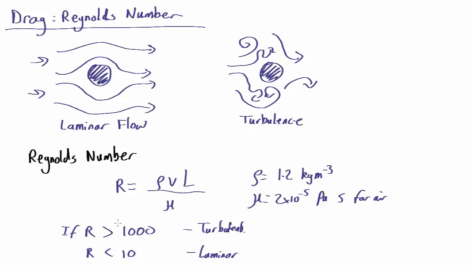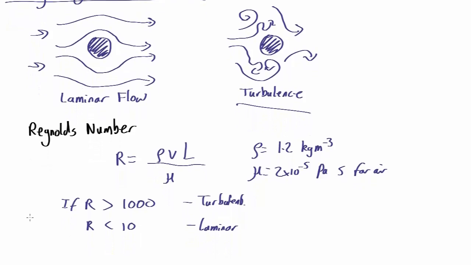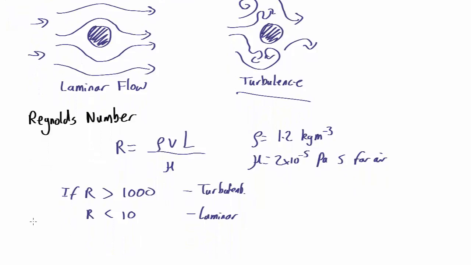If R is enormous, you've probably got turbulence. If it's pretty small, laminar, but there's a whole intermediate area where it's a bit turbulent and a bit laminar and a bit more confusing. This whole confusion, of course, is what keeps fluid dynamicists and aircraft engineers and so on in work.